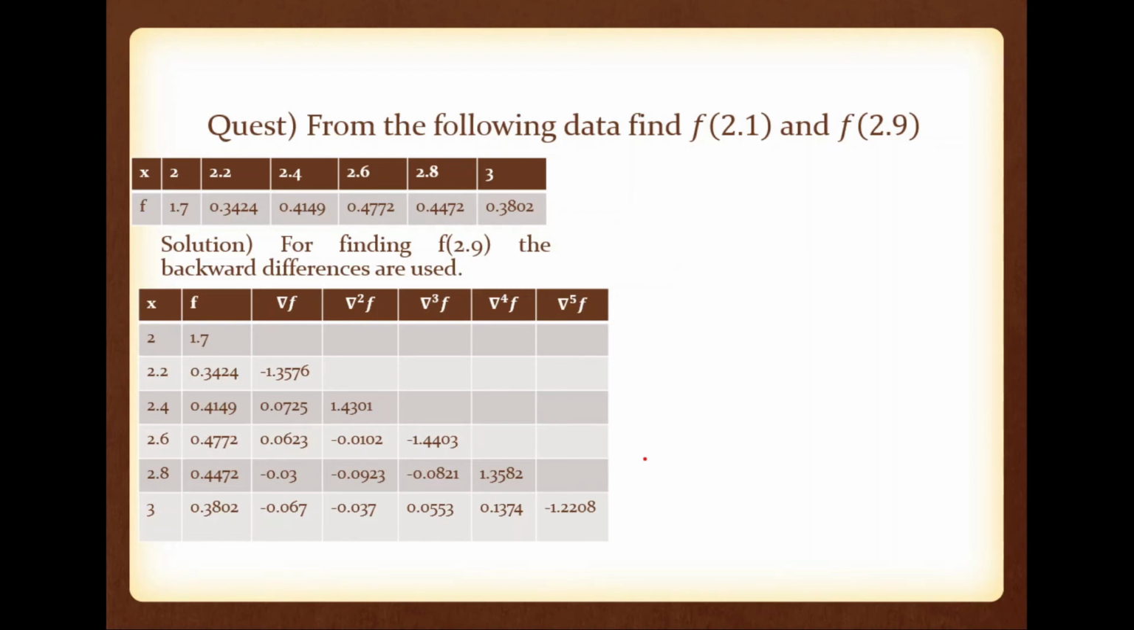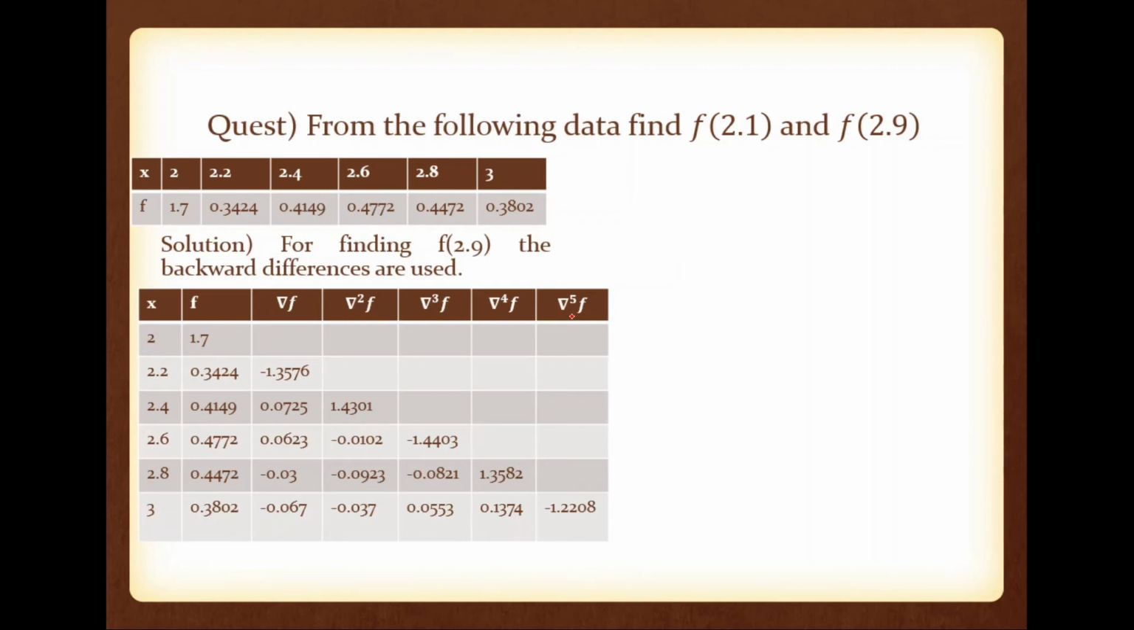this one. So this one is a backward difference table, or we can find it by taking the difference of current value minus the previous value. We can find the backward difference, where this one is x column, this is f column, this is del f first backward difference, del square f second backward difference, del cube f third backward difference, del raised to 4 f the fourth backward difference, del raised to 5 f the fifth backward difference.